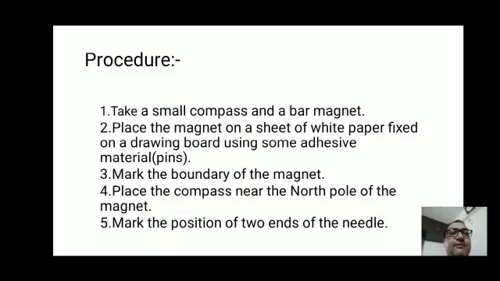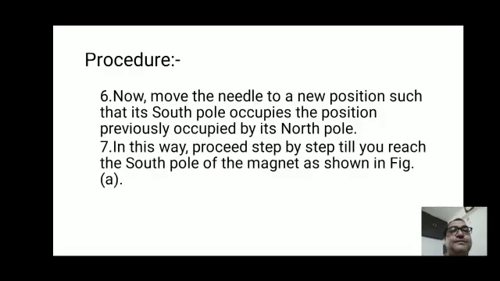Third step, mark the boundary of this magnet. You have to draw the line with the help of a pencil or pen. It means we have to make a boundary of this magnet so the magnet will not move. The next point, place the compass near the north pole of the magnet. We have to keep the compass near the north pole. The next point, fifth, mark the position of two ends of the needle. So we have to mark the position of the needle of this particular compass.